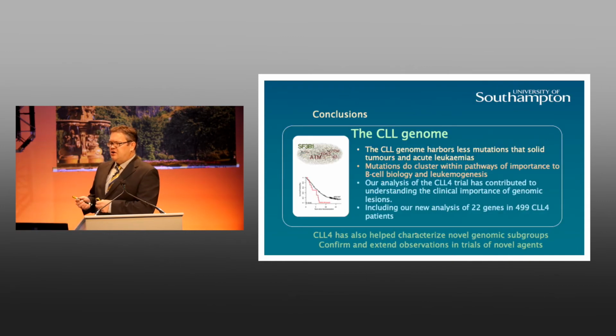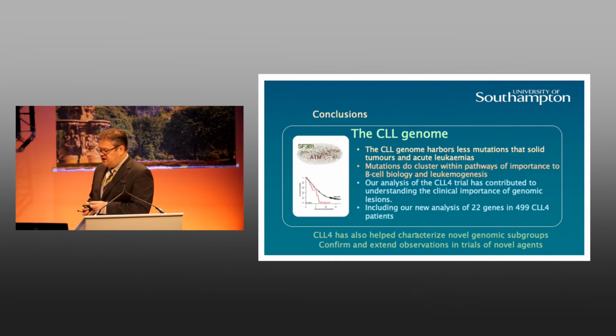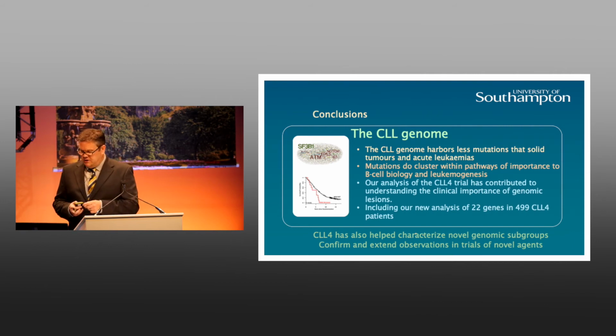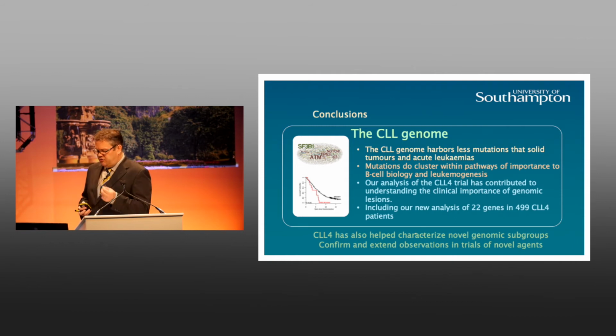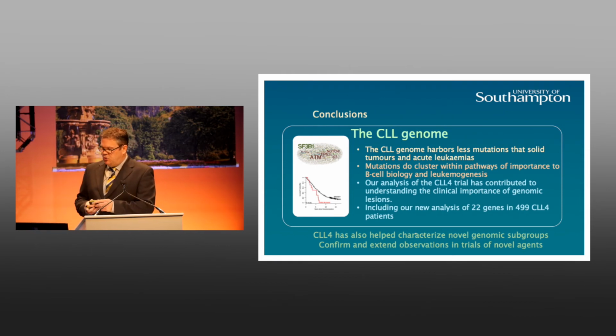So, in conclusion, hopefully I've introduced you to the CLL genome and put the context for the further talks you're going to hear about. The CLL genome harbors fewer mutations than solid tumors and acute leukemias, but these mutations do cluster within key pathways of importance to both B-cell biology and leukemogenesis. Hopefully I've shown you the importance of the CLL4 trial in contributing to our increased understanding of the clinical importance of genomic lesions in CLL, and I've particularly taken you through an unpublished series of resequencing analysis of nearly 500 patients.